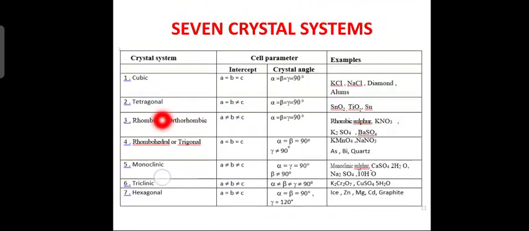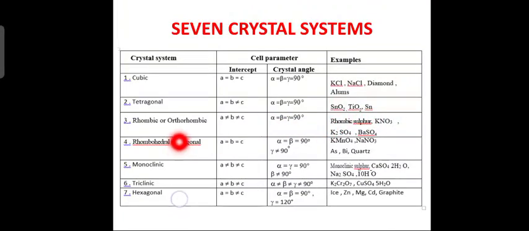Then the second type is tetragonal. In this case A equals B, that means two sides are the same length, but the third side is not equal. What is the angle? Alpha, beta, gamma, but all the angles are equal to 90. Then examples are tin oxide, titanium oxide, tin.